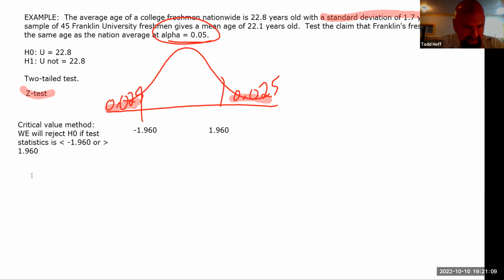So let's calculate our test statistic. This is a z statistic since we're using a z-test. We have our sample mean of 22.1 minus our population mean of 22.8 over that population standard deviation of 1.7 years divided by the square root of that sample size of 45. So let's find this test statistic.